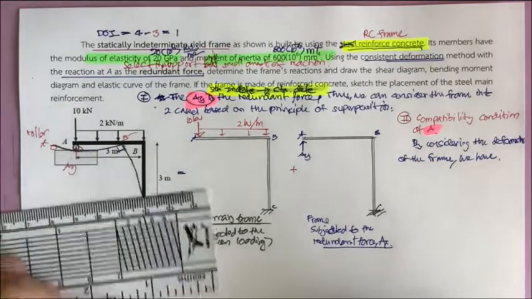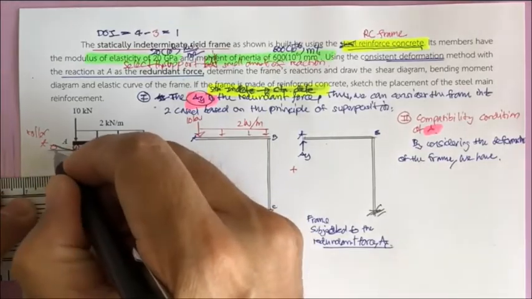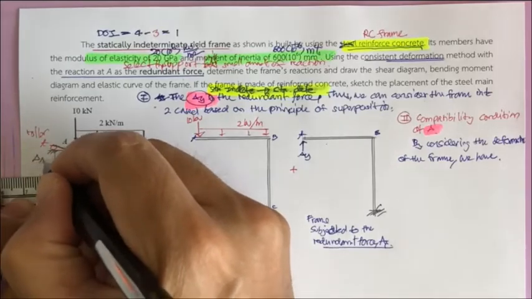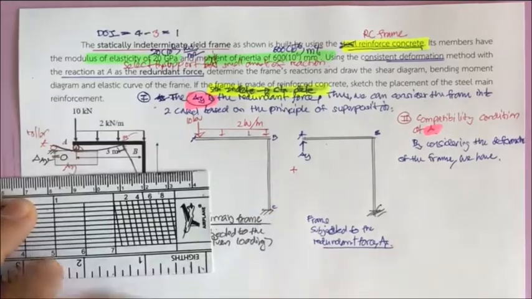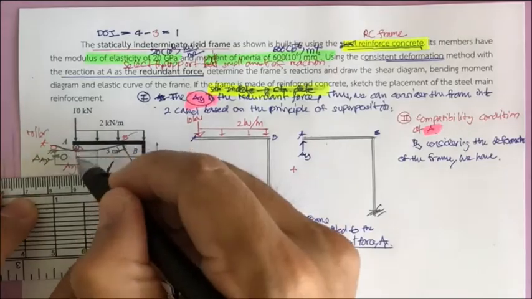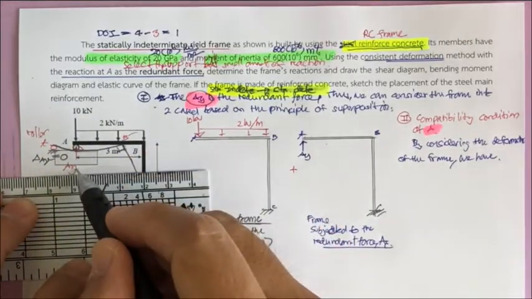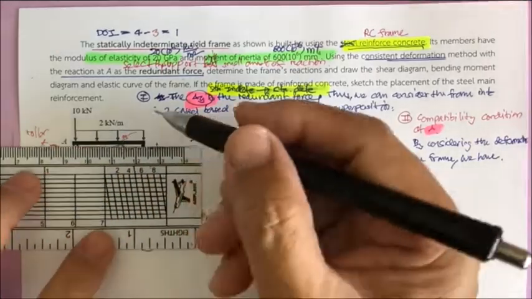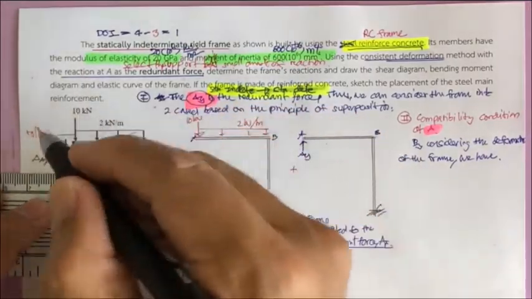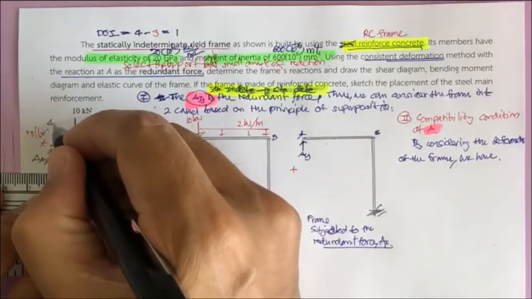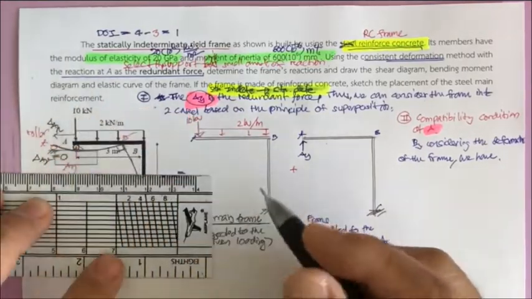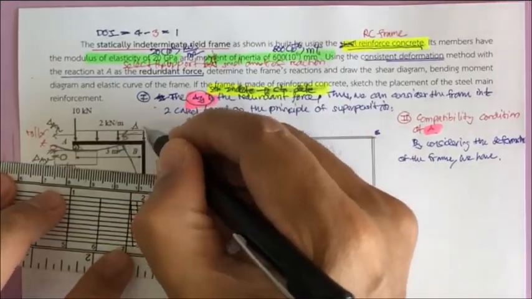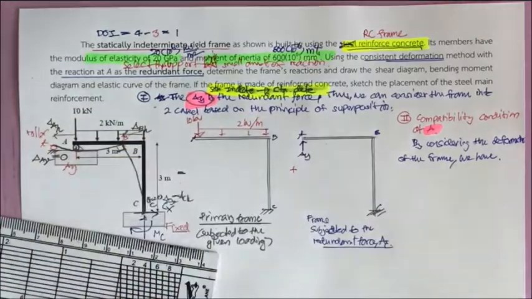Okay, and what we have now is the deformation here. The delta A vertical is 0. At this point, there is no vertical displacement because there is the redundant force of A sub Y. Anyway, over here, we will have the deformation delta A horizontal, and also this one is going to be delta B horizontal.